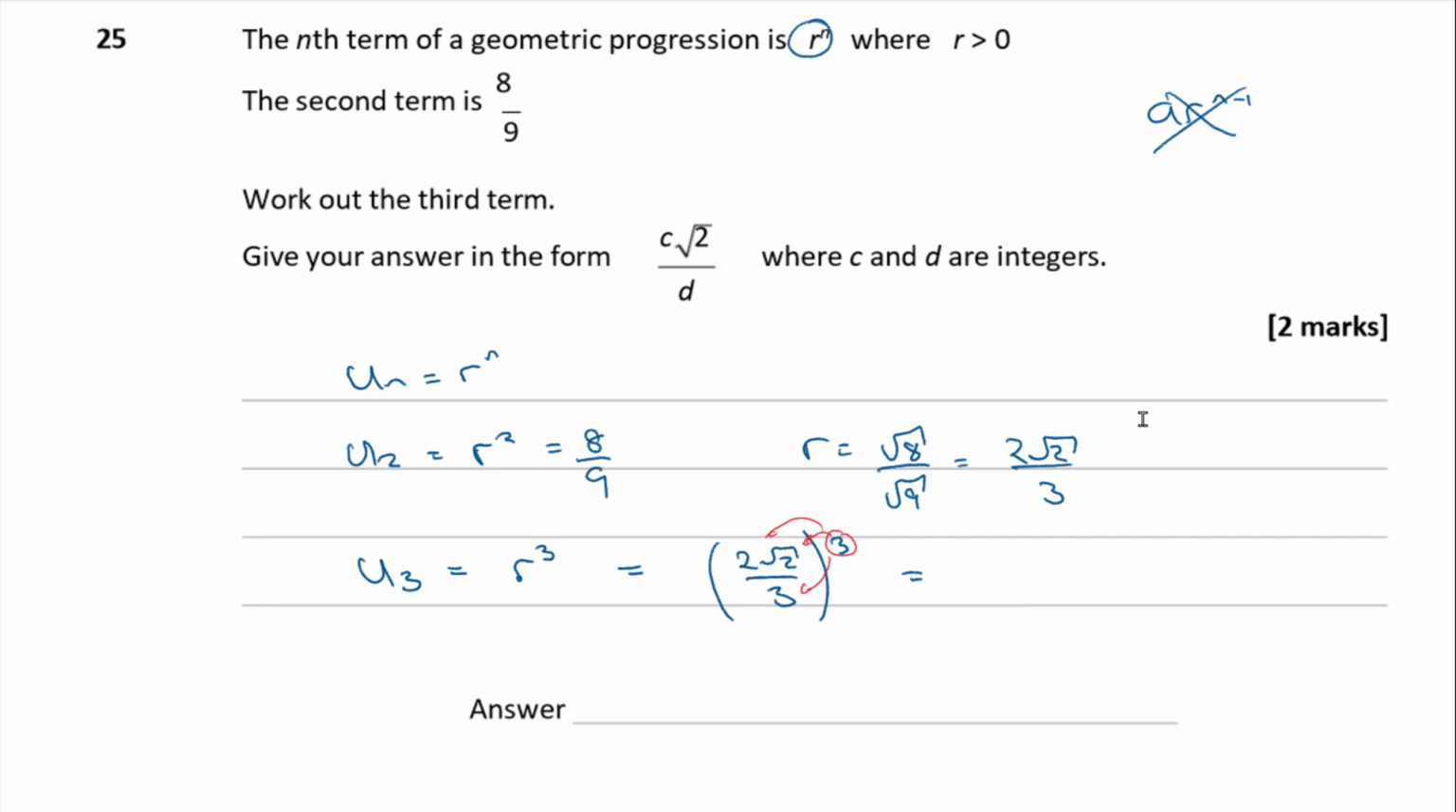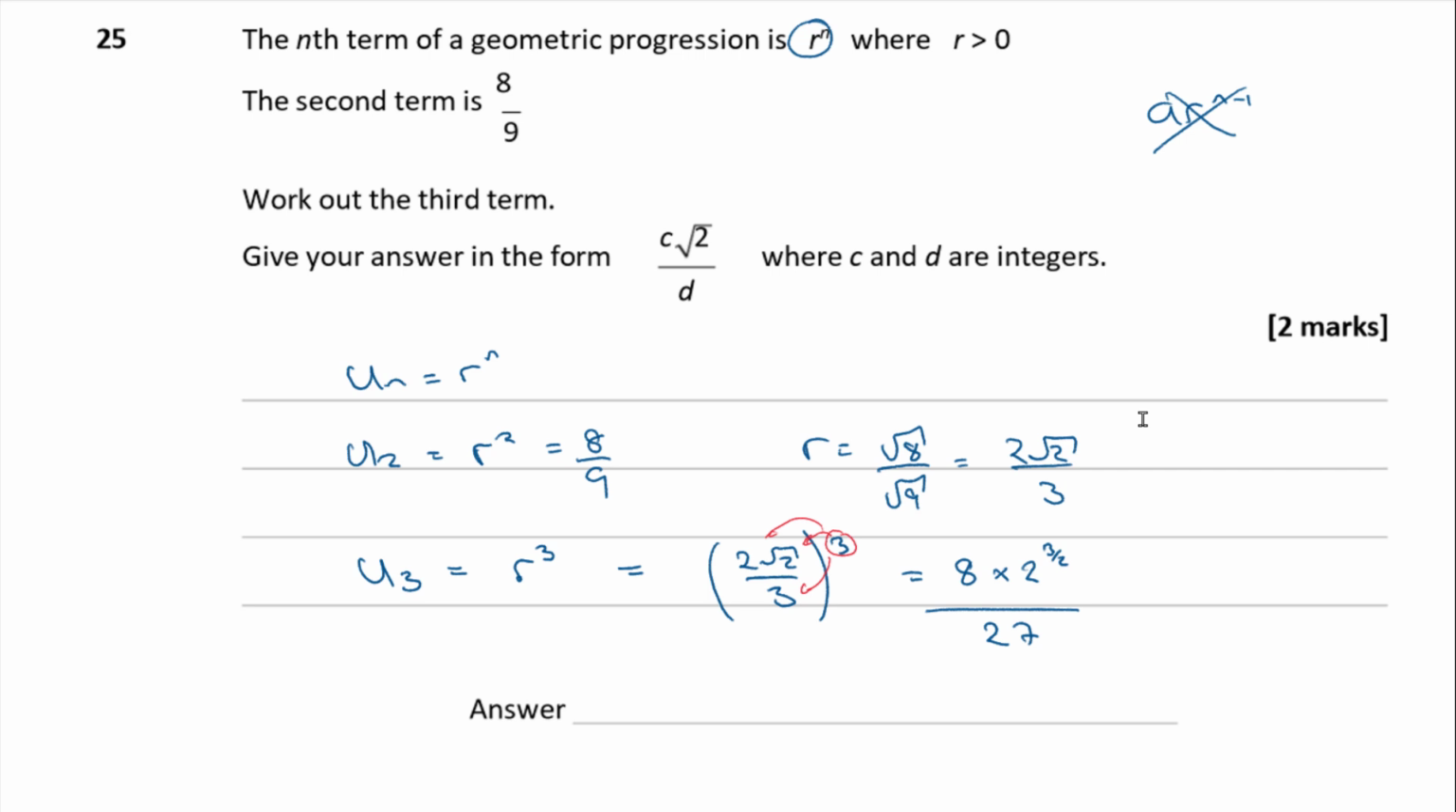So what's 2 to the power 3? That's just 8. So I'm going to get an 8 from that. What's root 2 to the power of 3? Well, root 2 is 2 to the half. If you times it by 3, I'm going to get 2 to the power of 3 over 2. I don't know what that is, so I'm just going to write 3 over 2 for now. I'm going to come back to that in a minute. I'm just going to work out the rest and then think about that bit. So then 3 to the power 3, that's 27.